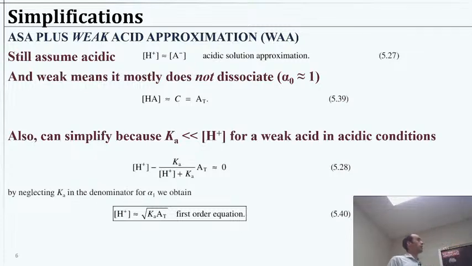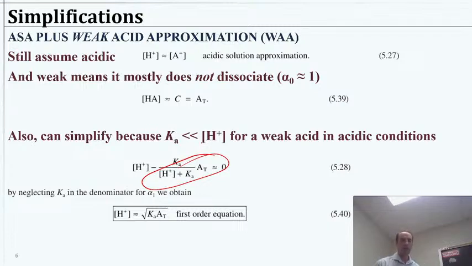But here we're also going to say that we're not fully dissociating, and in fact, a weak acid is mostly not dissociating. So here we're going to say that HA is approximately all of the concentration of our acid. So A total or C, either way you want to write it. And in this case, we're going to do the same simplification as before and get to this point because we got rid of that OH minus term.